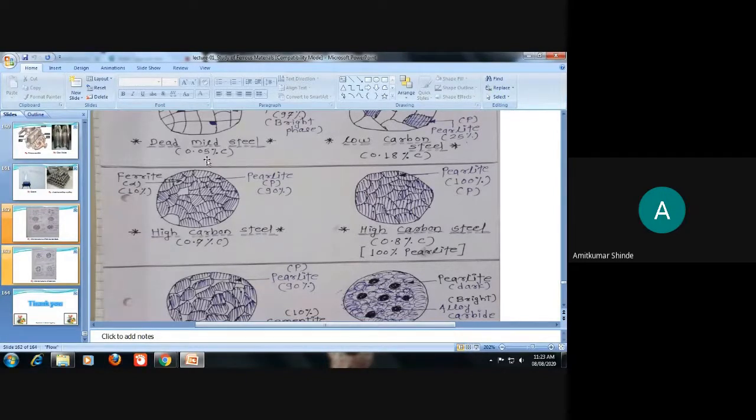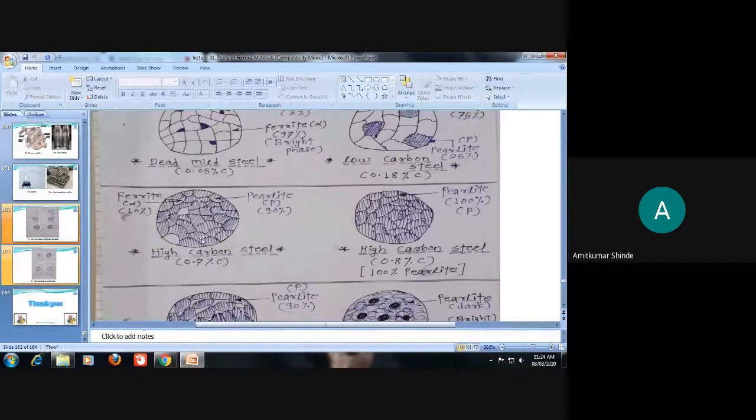And if the carbon percentage is 0.008, 100% ferrite will be there. At the higher range, 100% pearlite, that is 0.8%. And for 0.008%, there will be only ferrite, just the bright phase. Now in between, somewhat below 0.7, you can say that only 5 to 10% ferrite and the dark phase will be up to 90 to 95%.